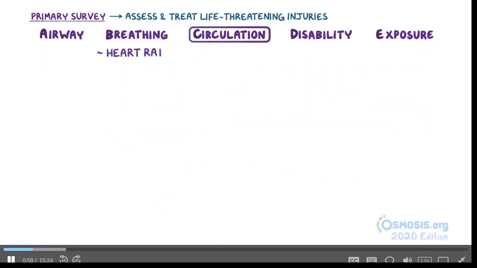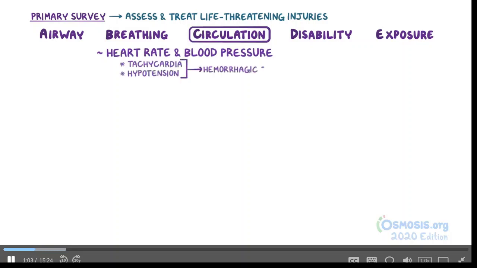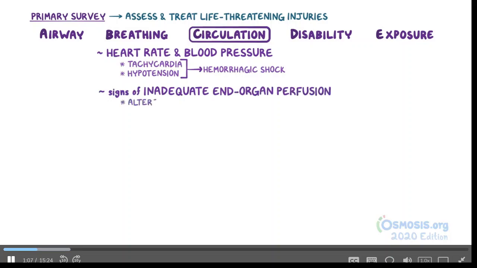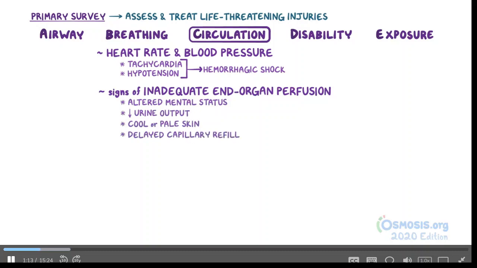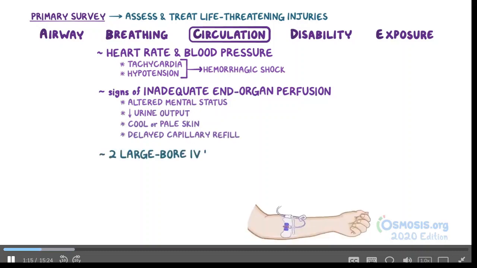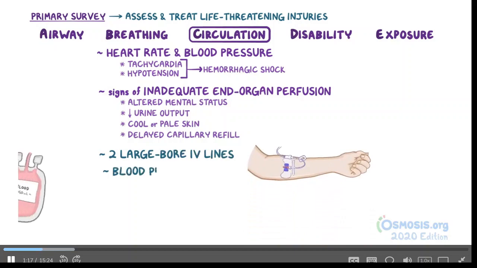Next, look at the heart rate and blood pressure, as tachycardia or hypotension may indicate hemorrhagic shock. Assess for signs of inadequate end organ perfusion, such as altered mental status, decreased urine output, cool or pale skin, and delayed capillary refill. Also, insert 2 large bore intravenous lines and prepare for the need for blood products.